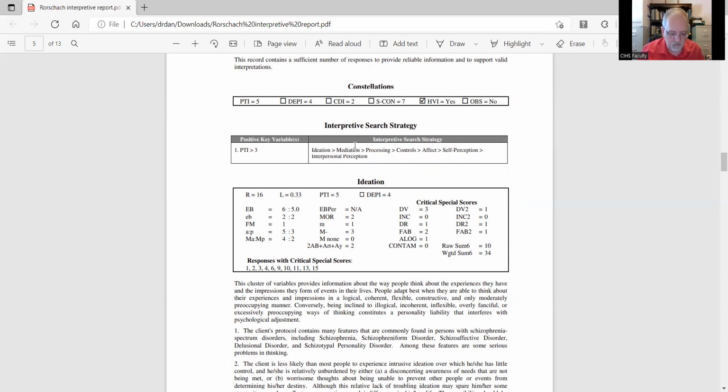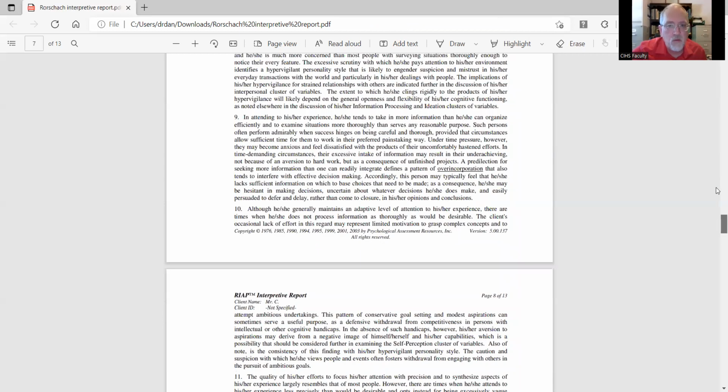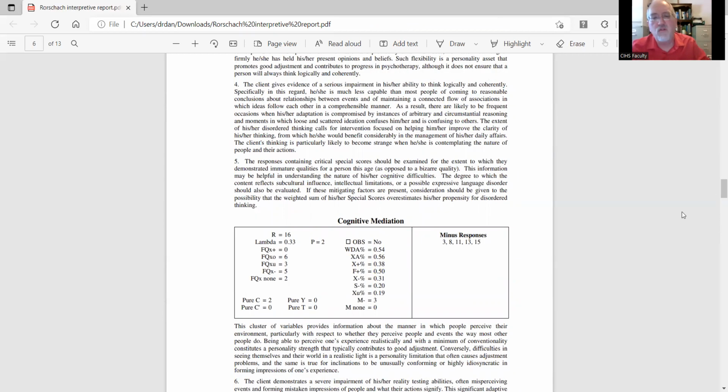Cognitive mediation, ideation, capacity for control and tolerance for stress, affect, and self-perception. And then interpersonal perception. Okay, so each of those clusters are here, and then they're each discussed separately in the interpretive report based on what the research shows about those different scores up there. So let's take a look at some of them.